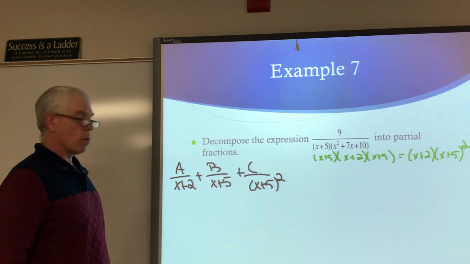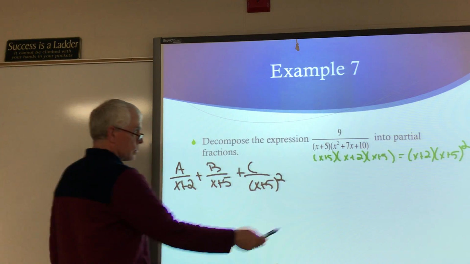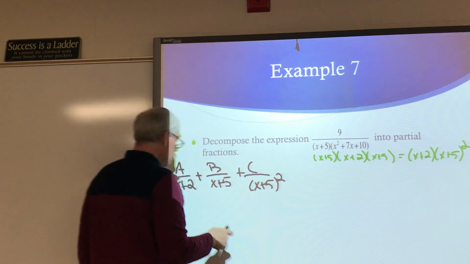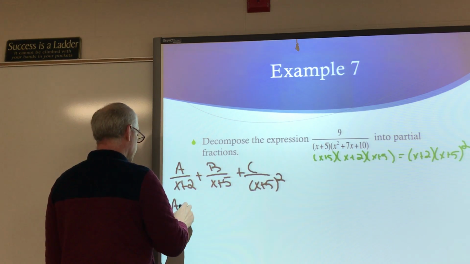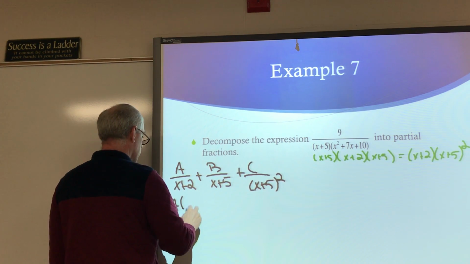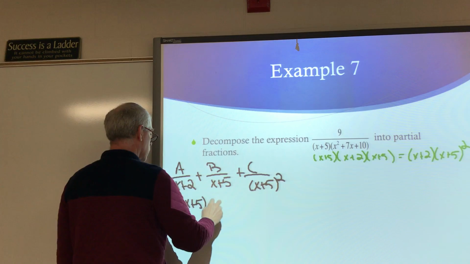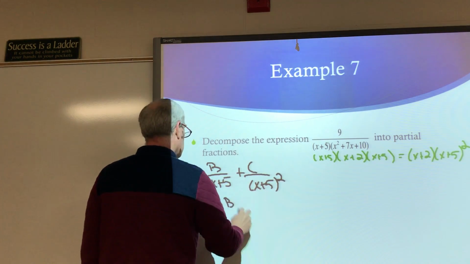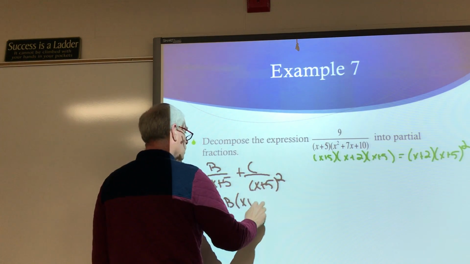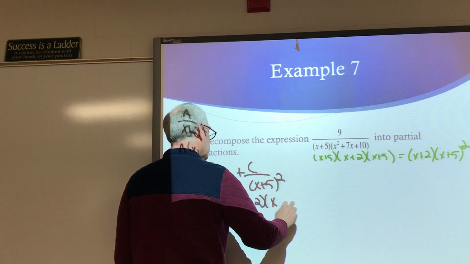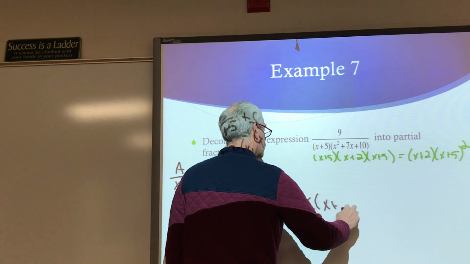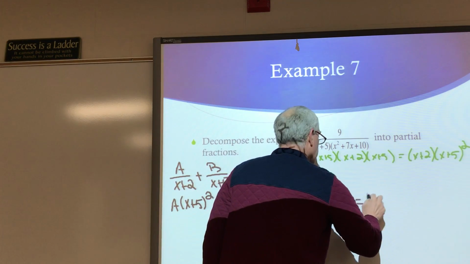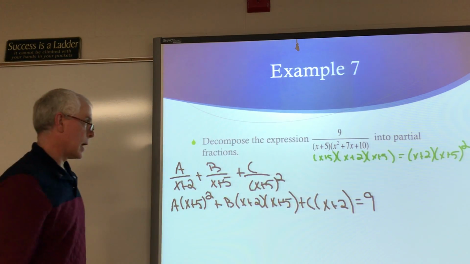And that's going to equal that original expression. Okay? So when I try to get a common denominator, which is this one here, this a is missing the x plus 5 quantity squared. And the b is missing an x plus 2 and one of the x plus 5s. And the c is just missing the x plus 2. So that's kind of what I've got there. And that should equal that numerator of 9.